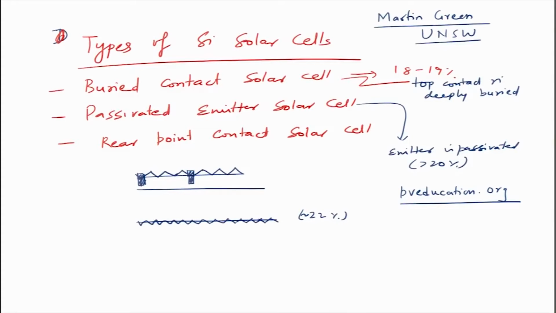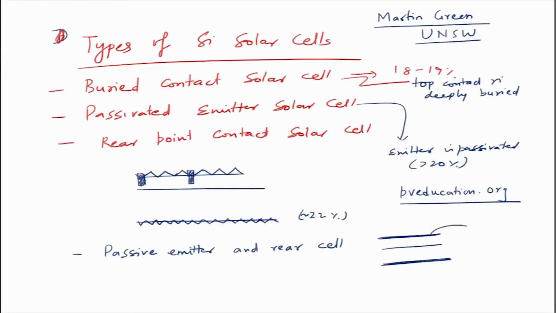And then we have other variations such as passive emitter and rear cell, passive emitter and rear cell. So, passivation is done on both front and the back side. So, even if this is this solar cell, even the front surface is passivated and the back surface, both are passivated. This again gives you efficiencies of more than 20%, and then we have another one, passive emitter.